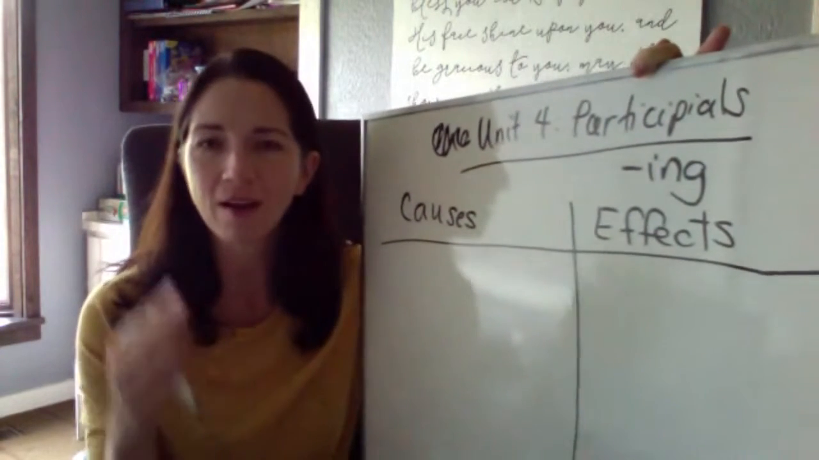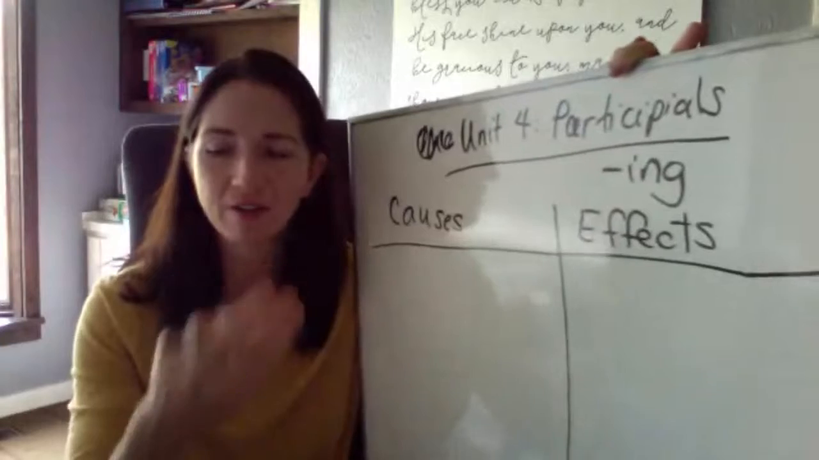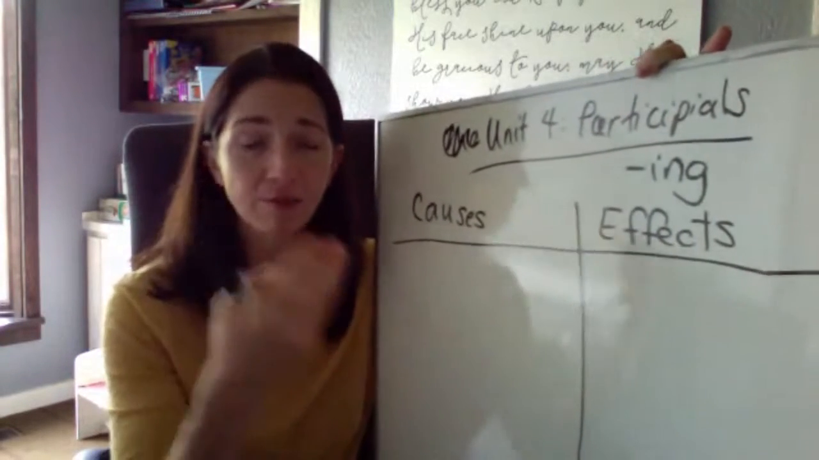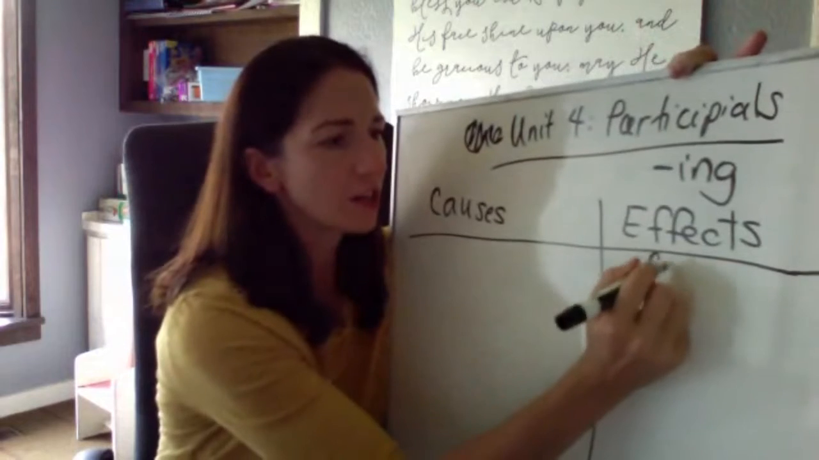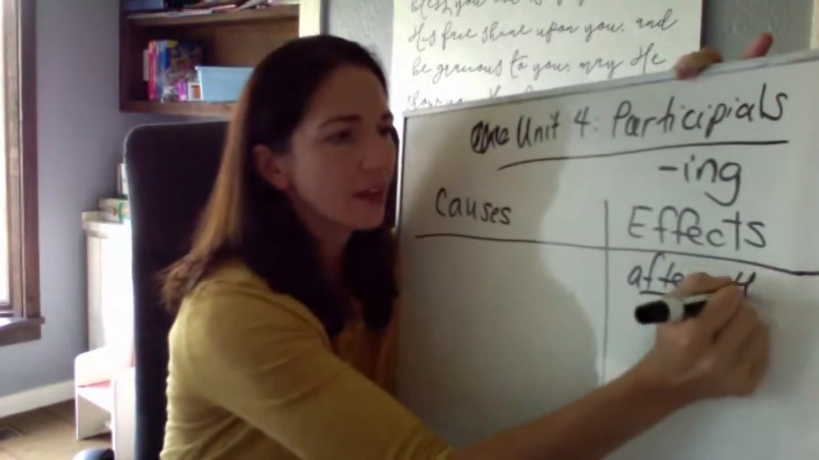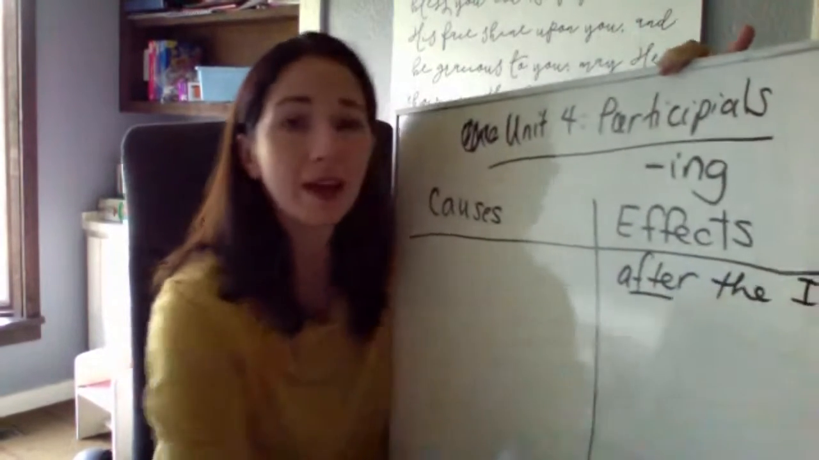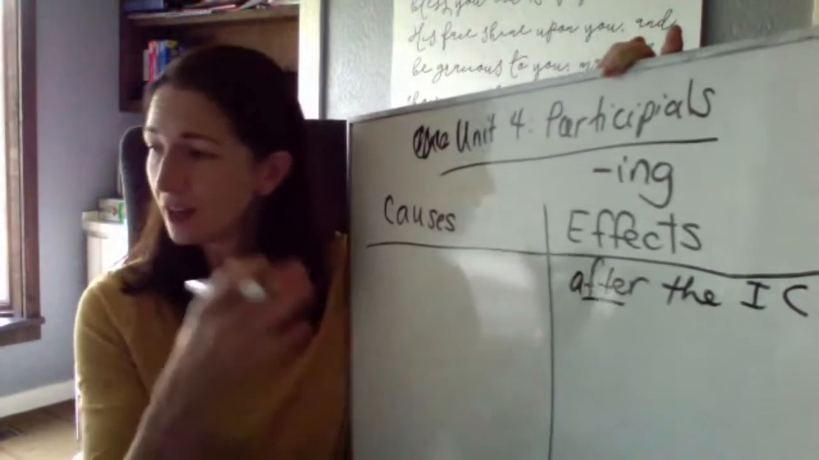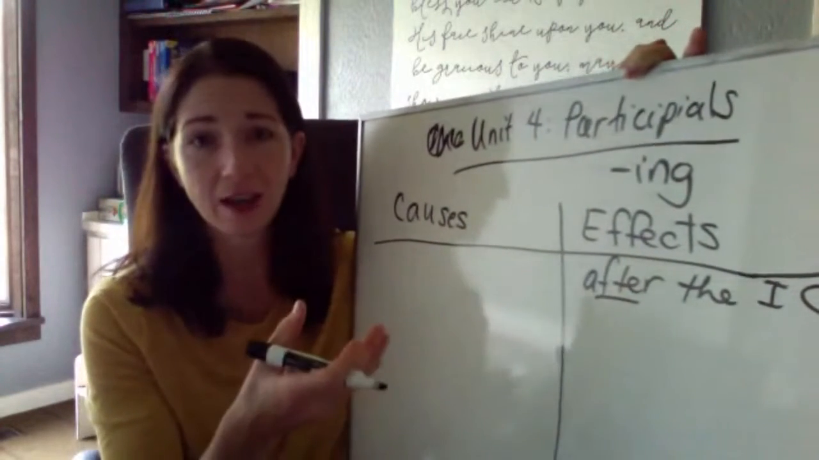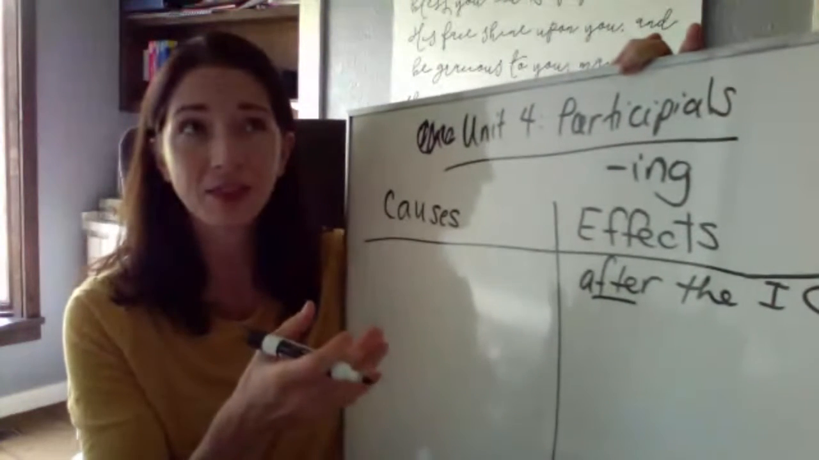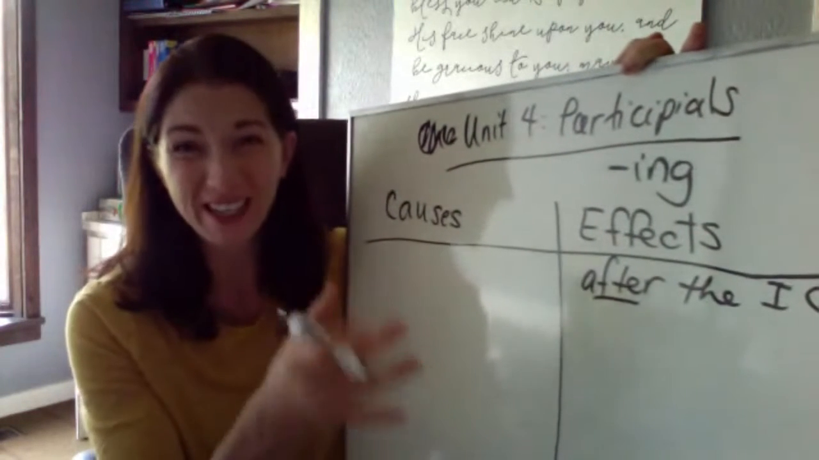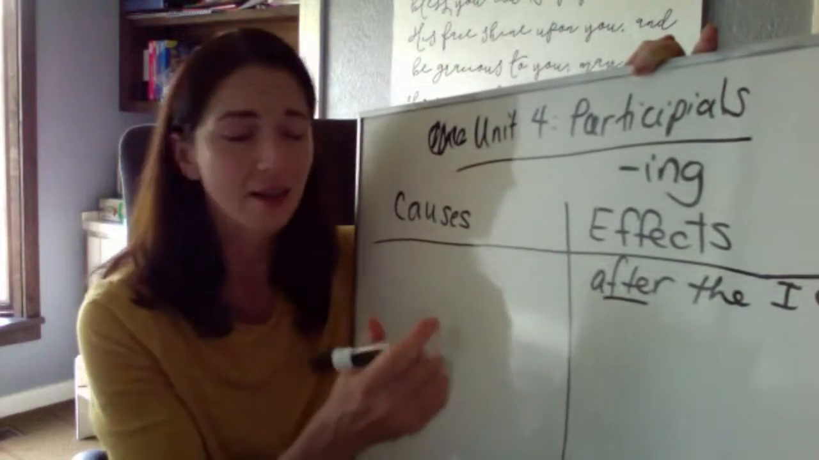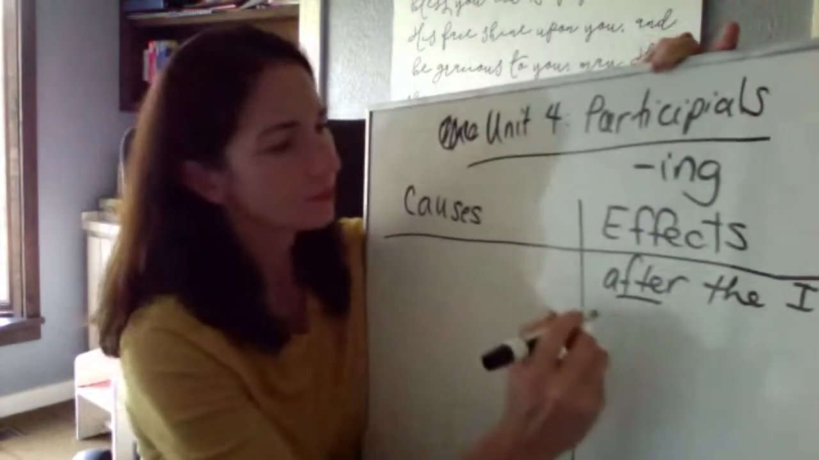And so if we think about a cause and an effect, an effect usually comes second. So the effects phrase comes after the IC, or the independent clause. The independent clause is the cause. The effects phrase is the participial phrase. It's not an independent clause, it's its own phrase. So let me give you an example.